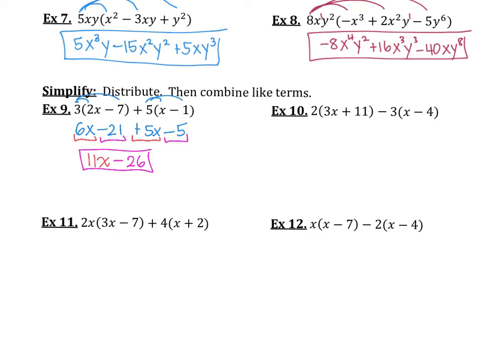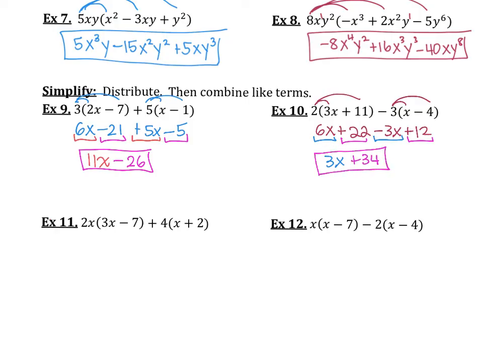Okay, I'm going to go ahead and look at the next one. Distribute first, so 2 times 3, 6x. 2 times 11 is 22. And then if I distribute the negative 3, negative 3x, and then negative 3 with a minus turns it to plus 12. Again, look for the like terms. 6x minus 3x is positive 3x. 22 plus 12 is 34. So 3x plus 34 is my final answer.